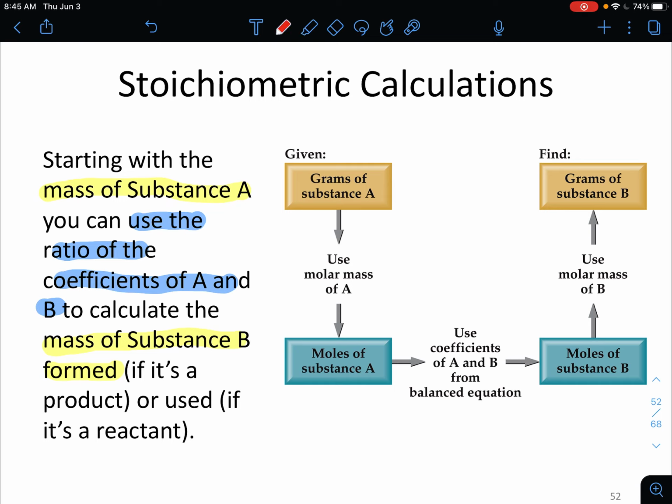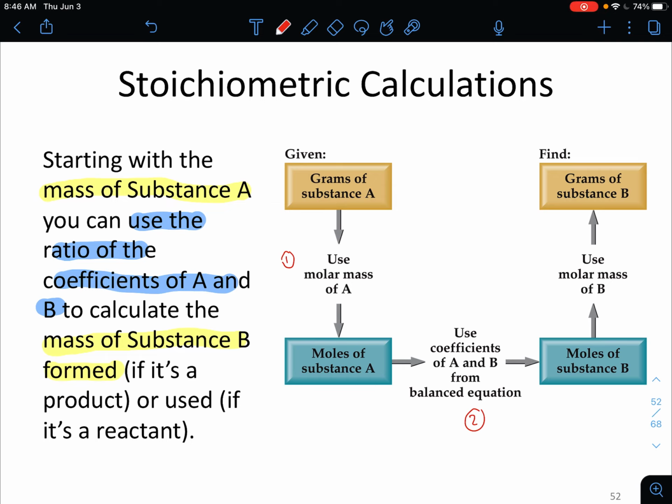So in step 1, we would convert our grams of reactant to moles of reactant using the molar mass of the reactant, right? Divide by the molar mass to do that. And then in step 2, consulting with the balanced equation, we'd say for this number of moles of reactant A in, how many moles of product B do we get out?